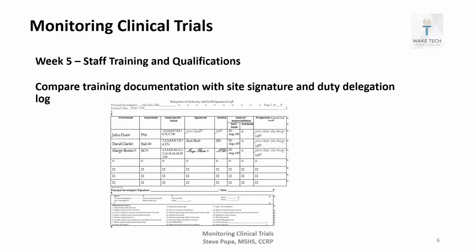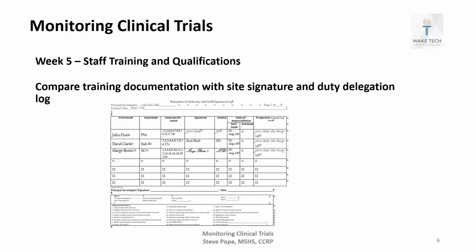So the primary way that we record what has been delegated to a staff member is using the site signature and duty delegation log, sometimes referred to as the signature log, sometimes referred to as the delegation log. But all of those terms mean essentially the same thing. So each site is going to have one of these logs that lists all the site staff members and then lists the duties or the roles that they've been delegated.